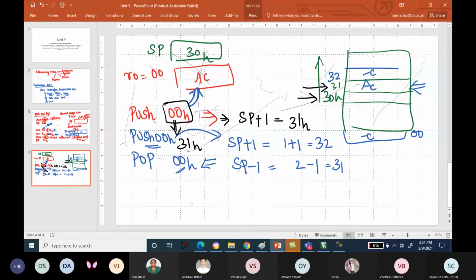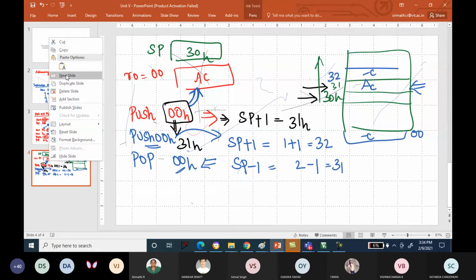So this is about the push and pop instructions. Keep in mind, before pushing the value into the stack, the stack pointer will be incremented, and only after that your value will be pushed into the stack. Similarly, before executing your pop instruction, your stack pointer will be decremented, and then only it will take the data out from the stack. This is regarding the push and pop instructions.